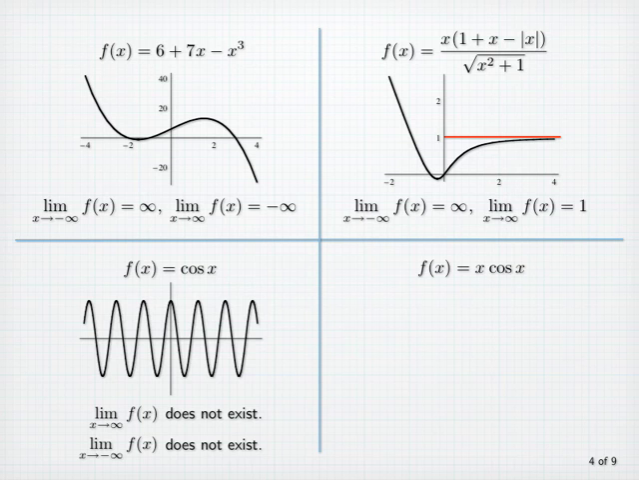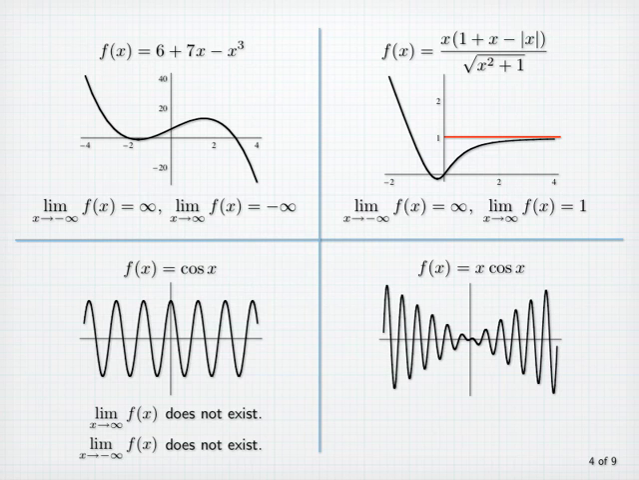Here's another example in which neither of the limits at plus and minus infinity exists. F of x equals x cosine x. Here the limit as x goes to infinity of f of x does not exist, and the same is true for the limit as x goes to minus infinity.